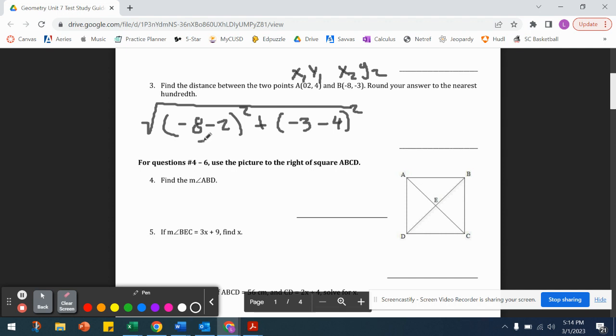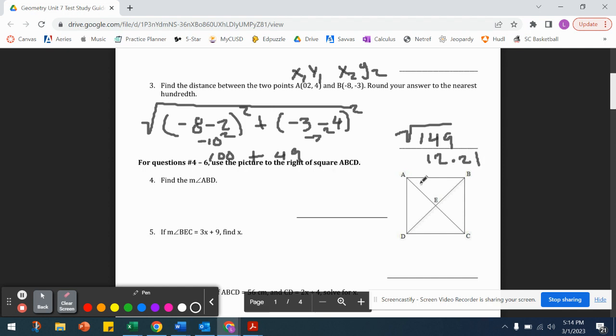So this is -10 squared, which is 100, plus -7 squared, which is 49. And so we are going to get the square root of 149. And that comes out to be a decimal. It says round it to the nearest hundredth. So if I take the square root of 149, nearest hundredth, I'm going to get 12.21.